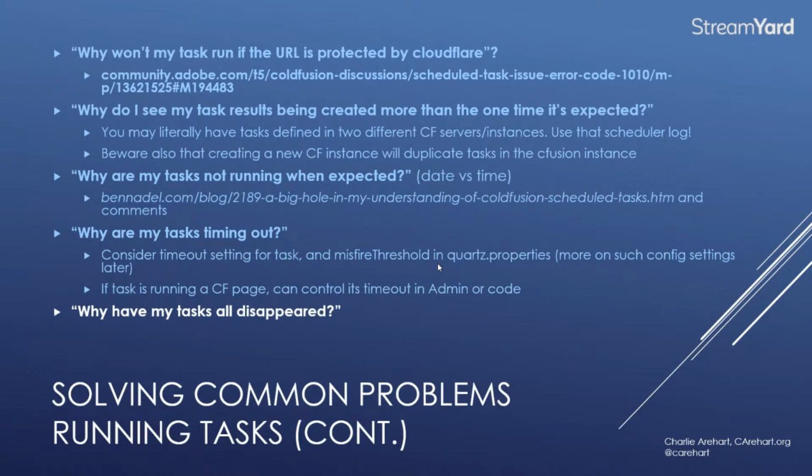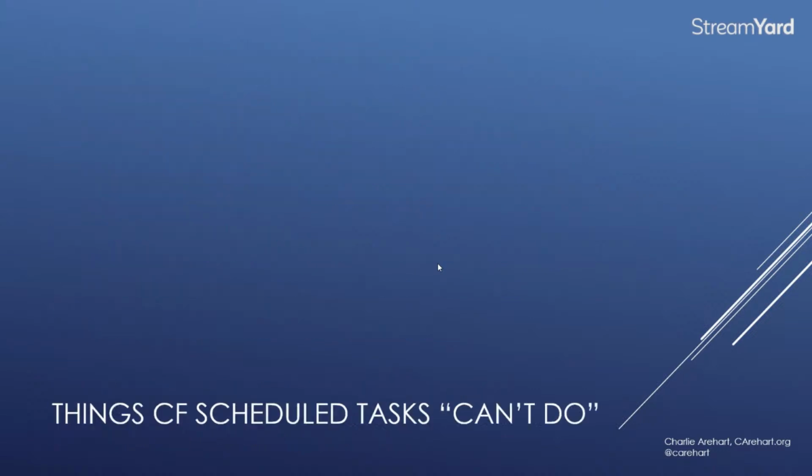Why have my tasks all disappeared, right? I'm sure some of you have seen that before. And that can happen if the underlying Neo XML file called Neo cron, if that gets corrupted, boom, show's over. All your scheduled tasks disappear. I'll talk more about that later.